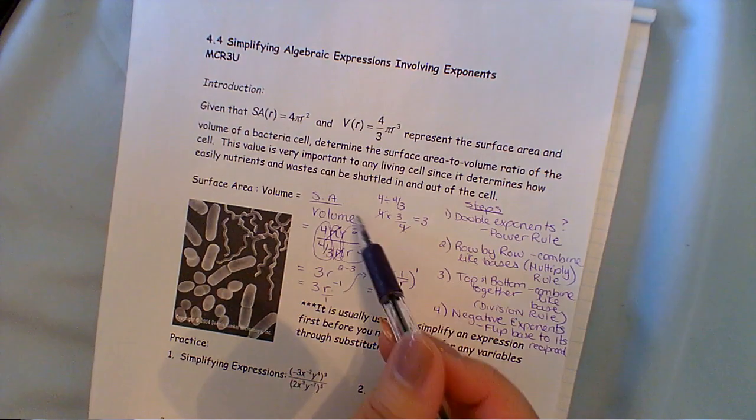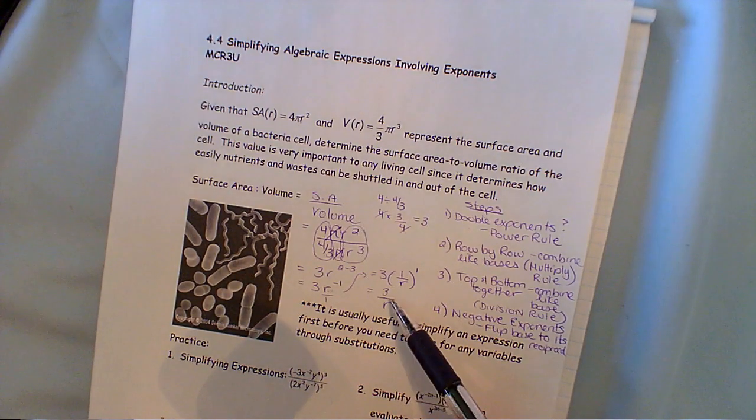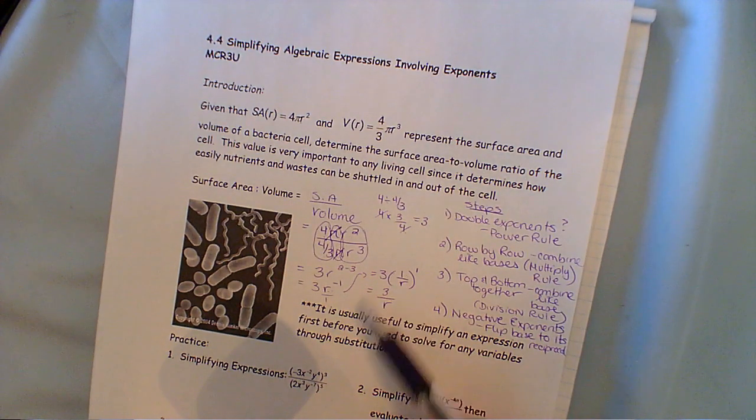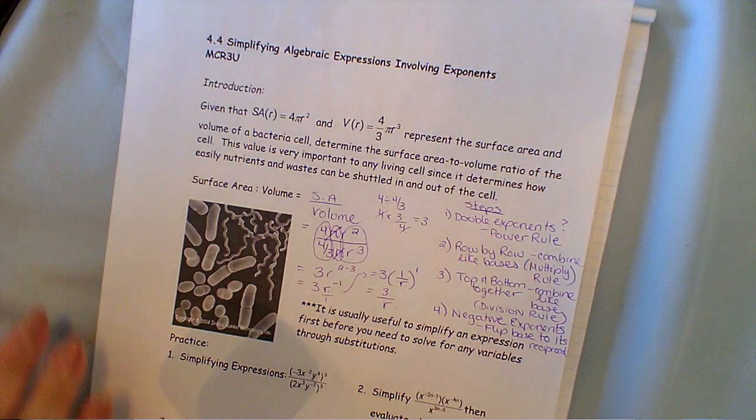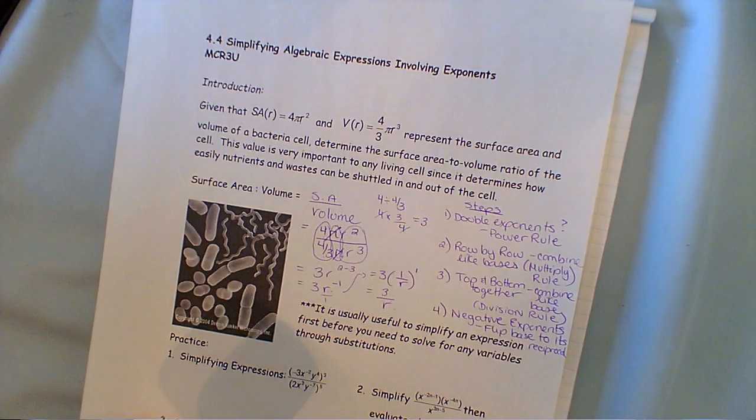So what this means is your surface area to volume ratio is 3 divided by whatever the radius of the cell is. And the higher this answer, the more efficient and effective the cell is at obtaining nutrients and expelling wastes. So this is the simplified version of your surface area to volume ratio.